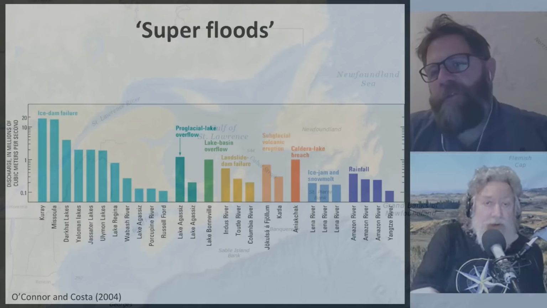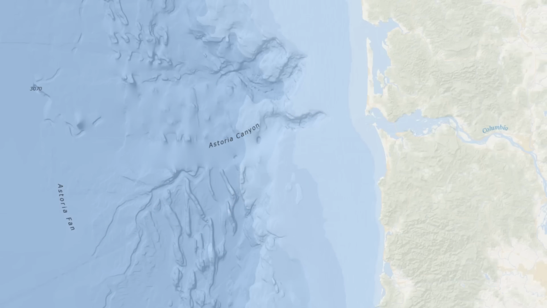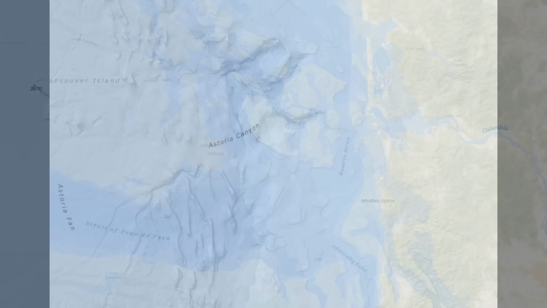And that offshore signature, you just have to look at what your outlets are. You've got the Gulf of St. Lawrence, you've got the Mississippi, and then you've got the Columbia. We know that Missoula has an offshore record. The Astoria Fan, exactly. Plus, in British Columbia, there are plumes of fresh water coming during Missoula that travel.